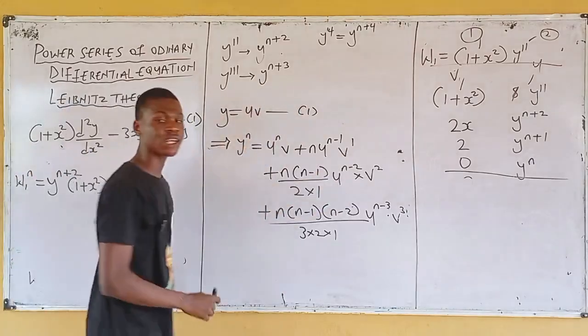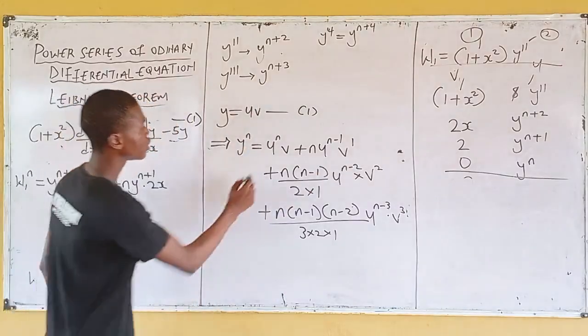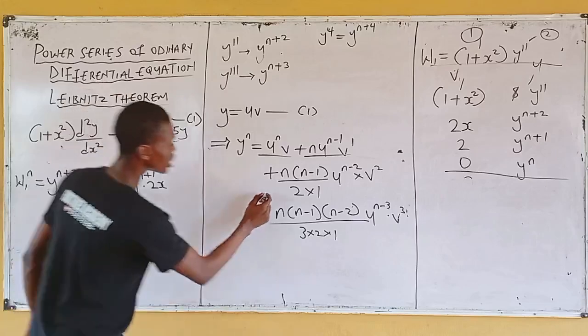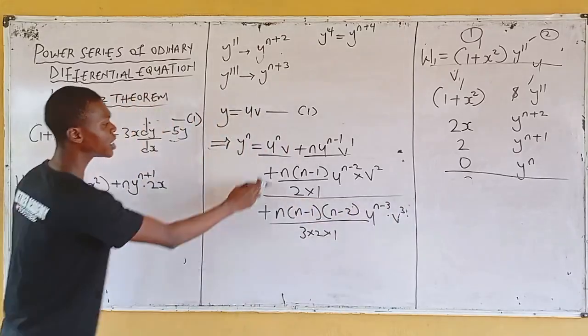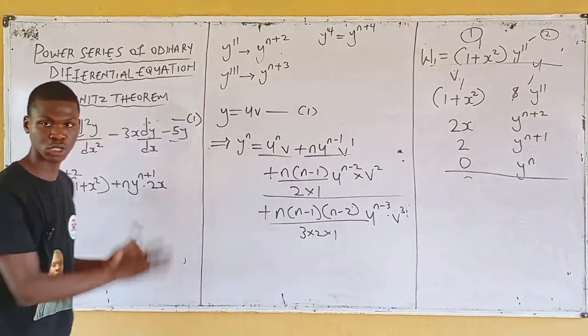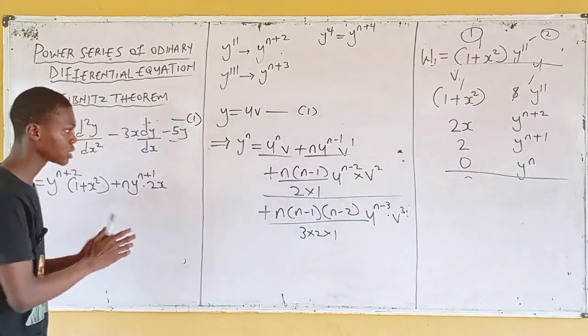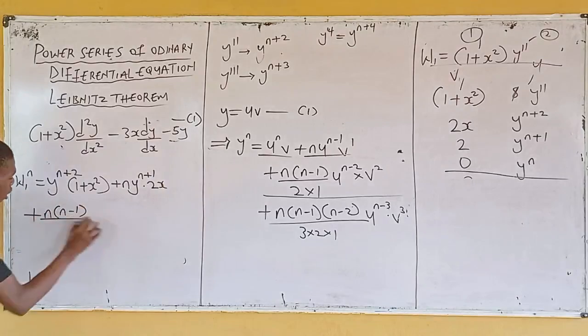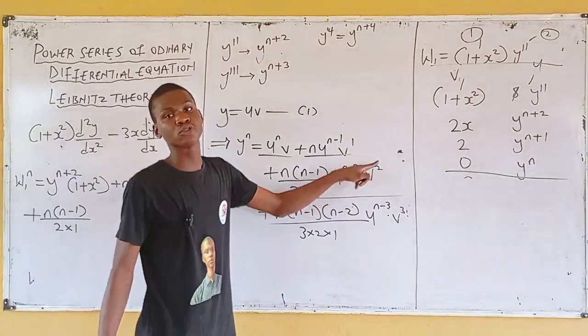So after this nth derivative of a product function, we've done for this term and we've also done for this term. Moving to the next, which is the third term. I'm having n all into brackets n minus 1 all divided by 2 times 1. So you are going to write that, meaning you are doing repetition. Plus n all into brackets n minus 1 all divided by 2 times 1. I'm saying u raised to the power of n minus 2.